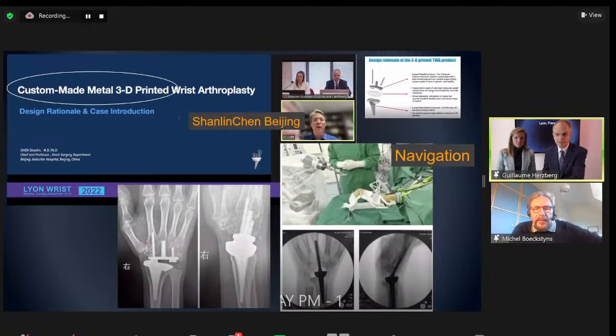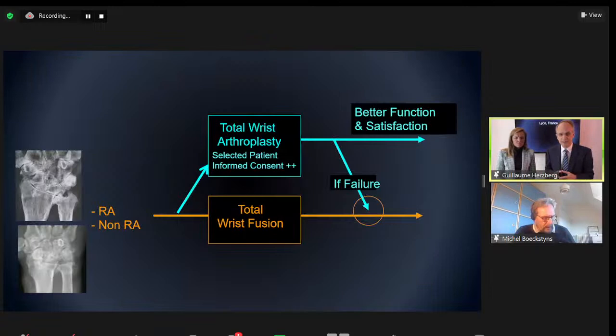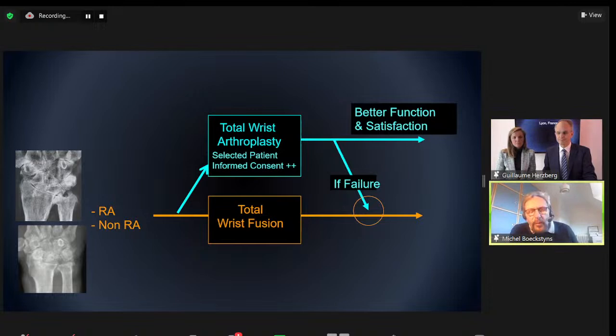So to summarize what we want to say, if you have a completely destroyed wrist, whether it's rheumatoid or non-rheumatoid, the classic and still working solution is the total wrist fusion. But in some selected patients, with a specific surgical team, you can prefer a total wrist arthroplasty, which can lead to better function and satisfaction. And if there is any failure, you can still go to the total wrist fusion. Michel? Yes, and that is an important thing when you make a shared decision about operation with the patient. The patient must know that it all may end with an arthrodesis finally. Yes, they must accept that.